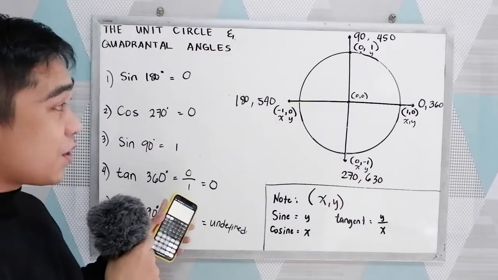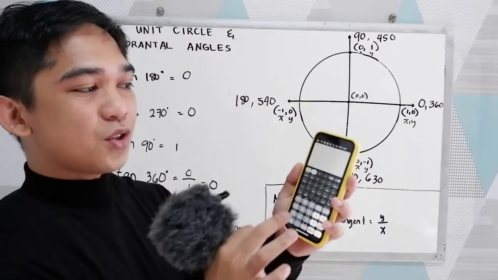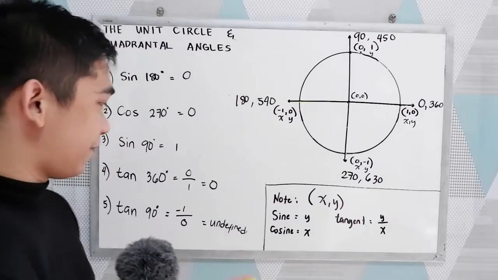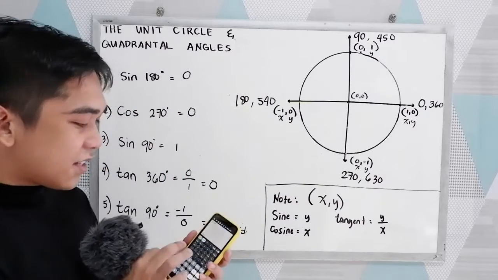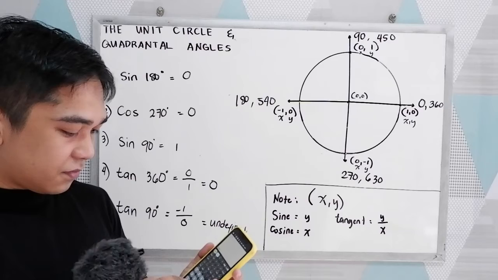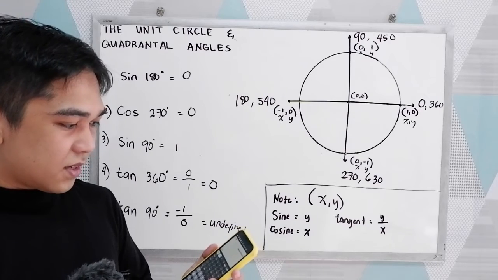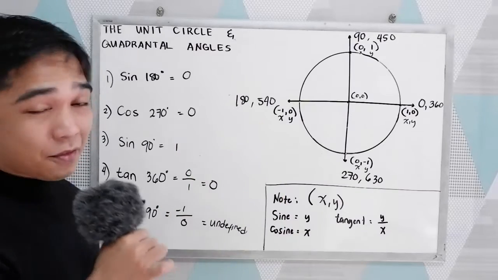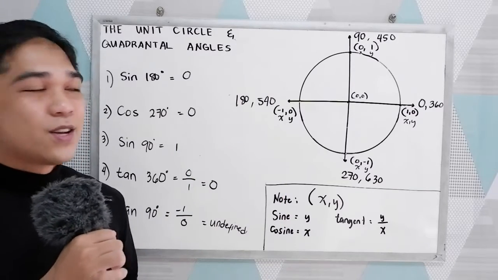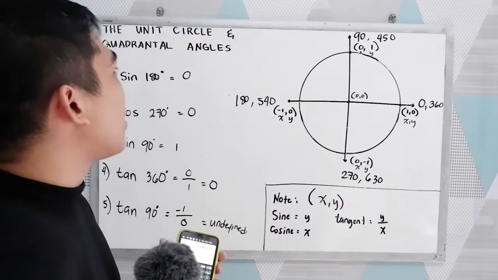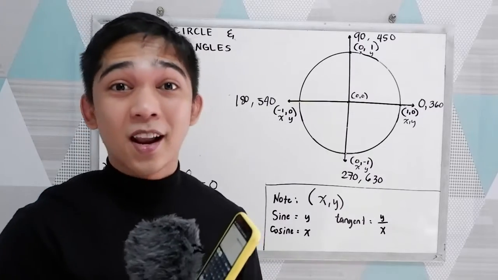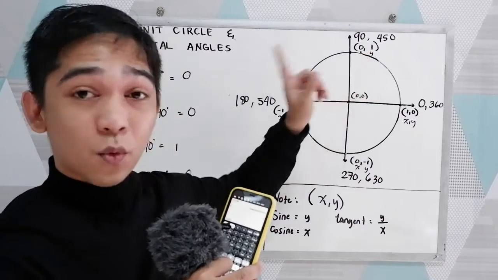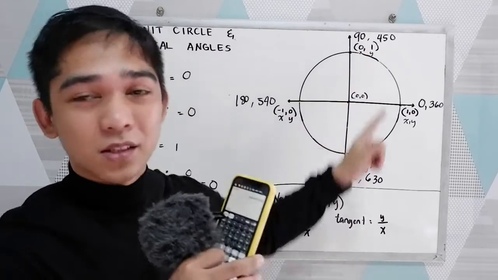Next, tangent 360, that is 0. And tangent 90, we have complex infinity or undefined. So that's the application of the unit circle and the quadrantal angle. So we have a mistake in our lecture a while ago. So this must be 0 and positive 1.